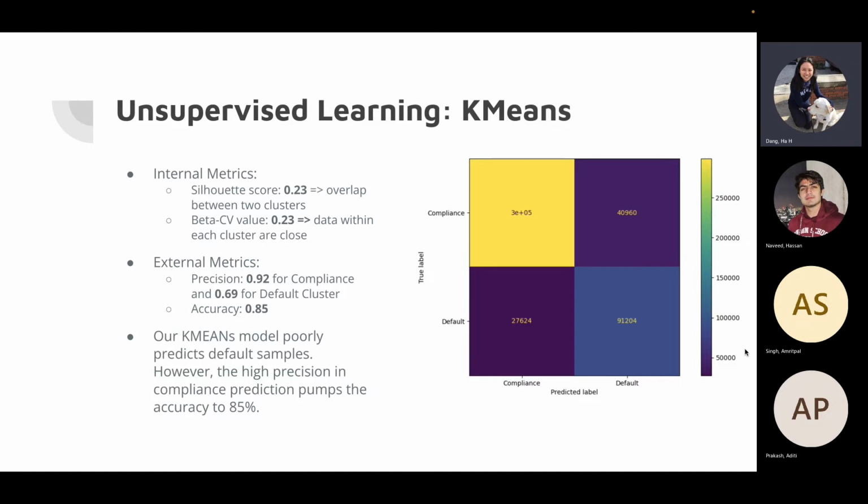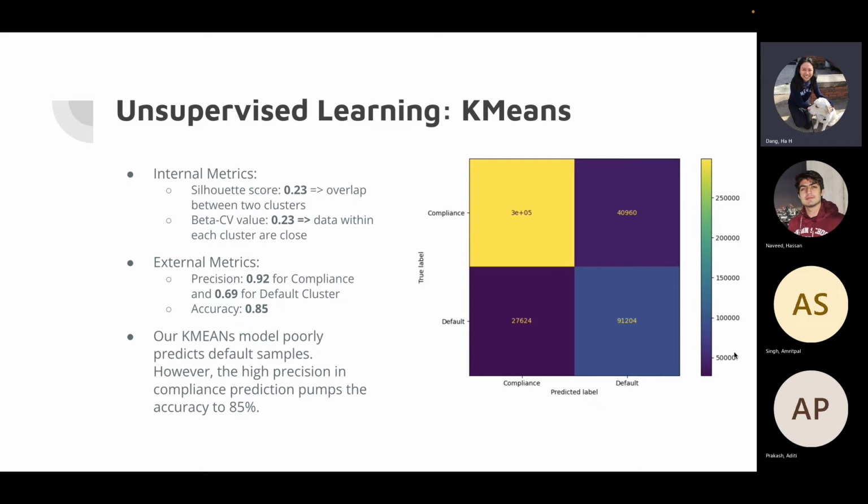Next, for unsupervised learning, we used k-means to model our data set. We evaluated the performance of the model. We looked at both internal metrics and external metrics. The silhouette score is close to 0, suggesting that there is an overlap between two clusters. This matches what we have seen in the PCA component visualization, where we see an overlap between compliant and default classes. The beta CV value less than 1 suggests that the data within each cluster are close together.